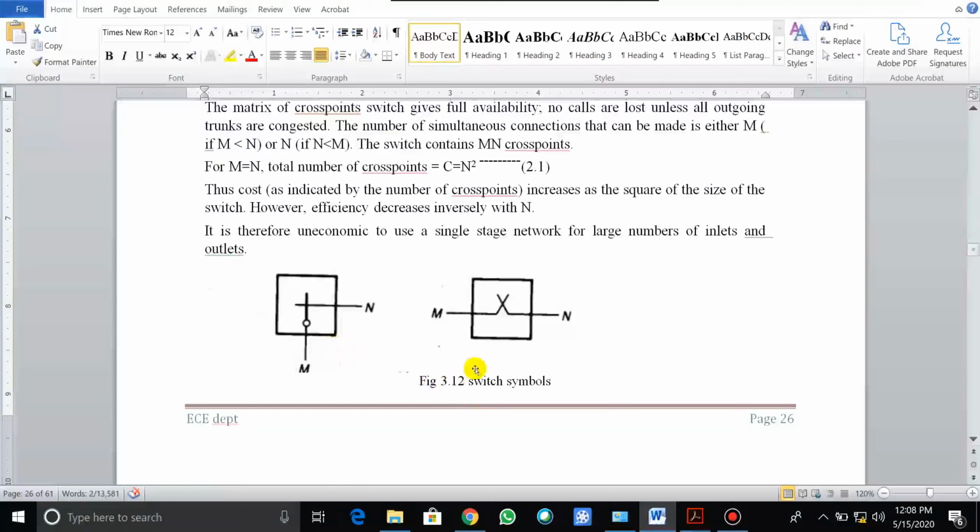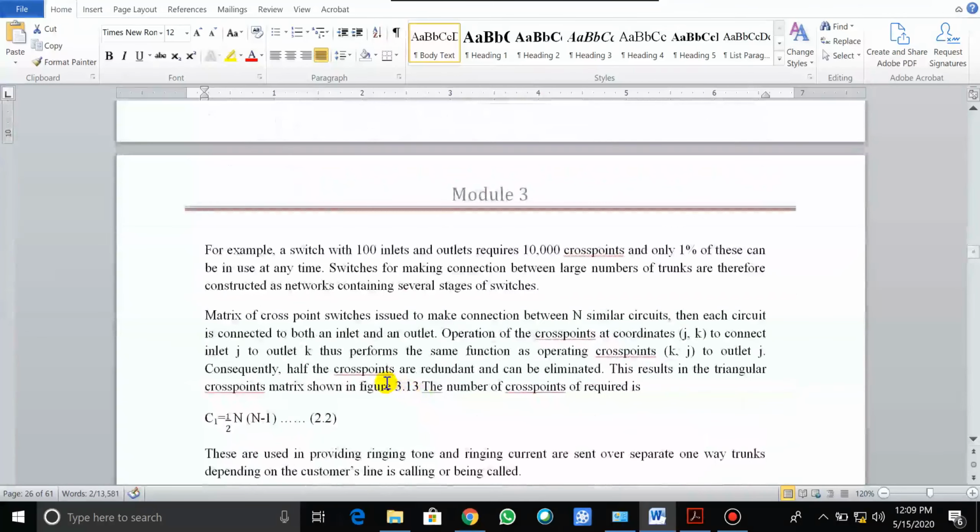So these are the switching symbols, how they are going to be represented. This is one kind, this is another kind. For example, a switch with 100 inlets and outlets requires 10,000 cross points, and only 1% of these can be used at any time. Switches for making connection between a large number of trunks are therefore constructed as networks containing several stages of switches.